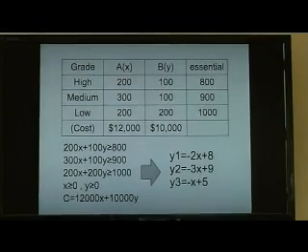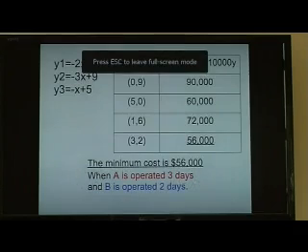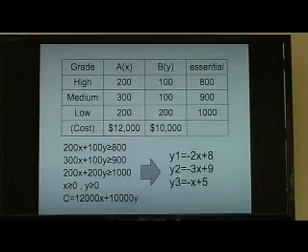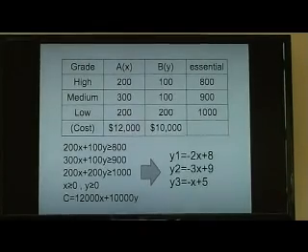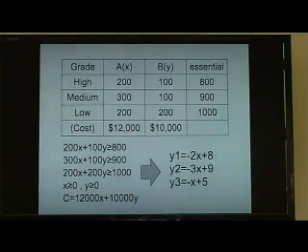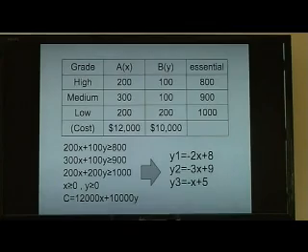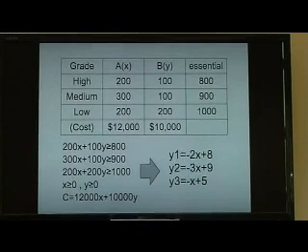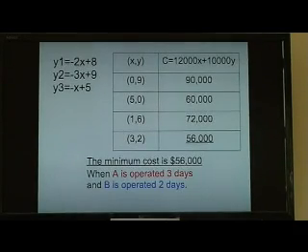Simplified down, y1 equals negative 2x plus 8, y2 equals negative 3x plus 9, and y3 equals negative x plus 5. Both x and y must be greater than 0, and the cost is 12,000x plus 10,000y. Calculate that over here. So then y1 equals negative 2x plus 8.